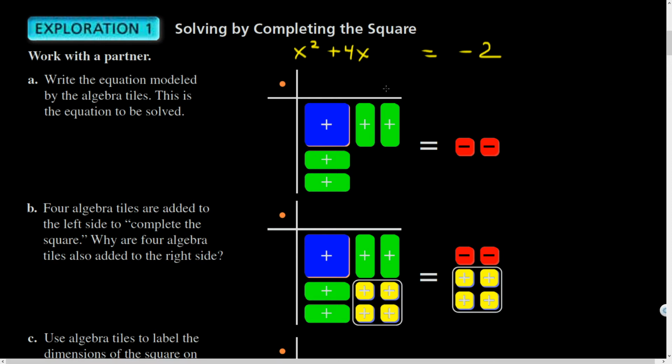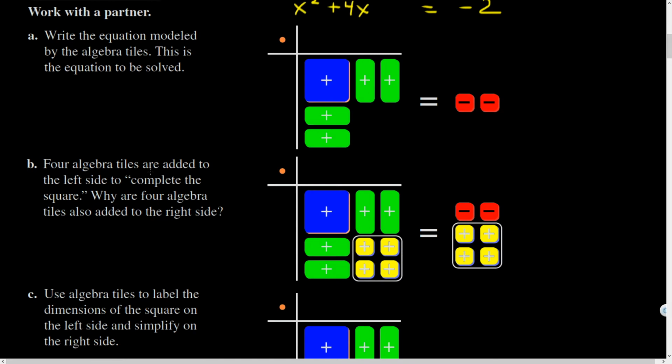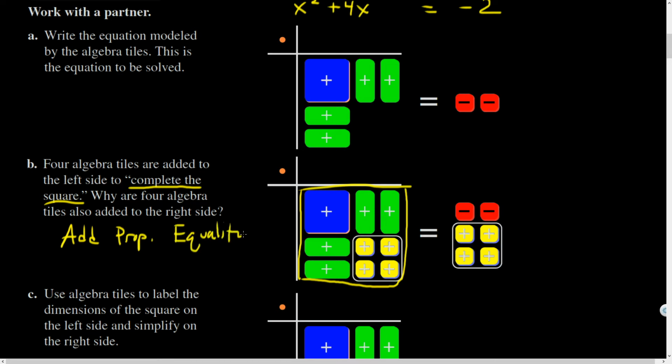All right, and so write the equation modeled, boom, we just did that. Notice one of the things that they then did: 4 algebra tiles are added to the left side to complete the square. What do you think complete the square means? Well, it turned this shape into a square. Yes. Why are 4 algebra tiles added to this side as well? Oh, well, that's the addition property of equality, right? If you add to one side, you've got to add to the other. That makes sense. So by the addition property of equality, I can add 4 here and 4 there, and equality is maintained.